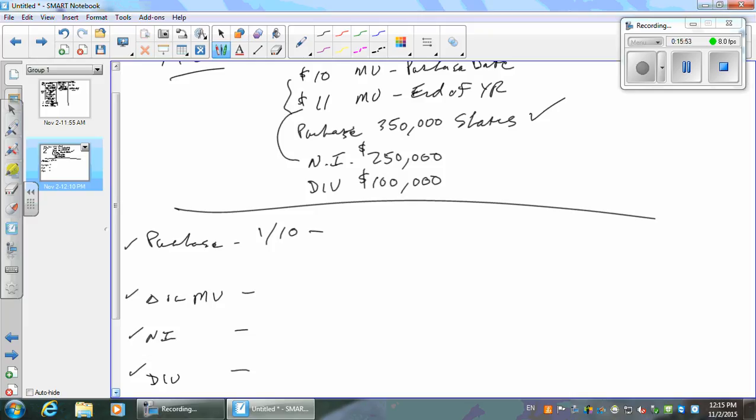So it's 350,000 shares at $10 a share. What did you pay for it when you bought it, probably? Cash, yeah, almost always. You could obviously give another asset, but probably cash.